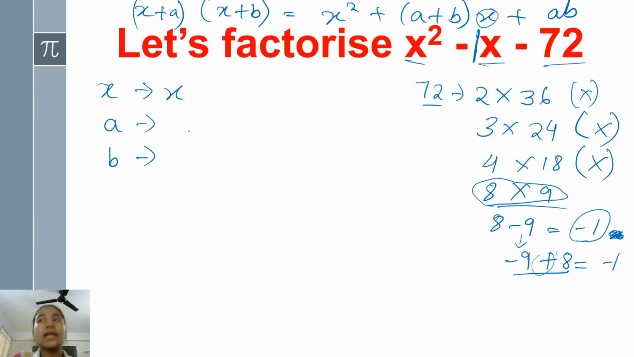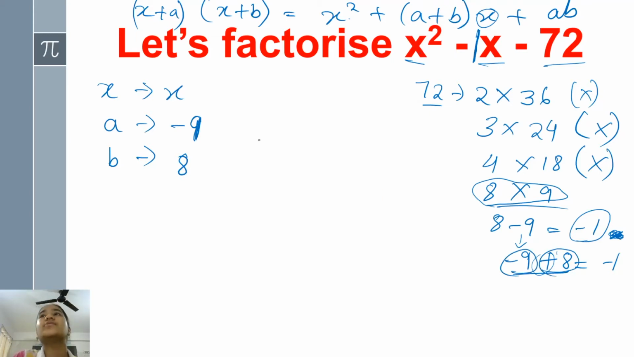Have we found A and B? I hope so, we have found it, right? It's minus 9 and 8. Minus 9 plus 8, plus 8, nothing but 8.